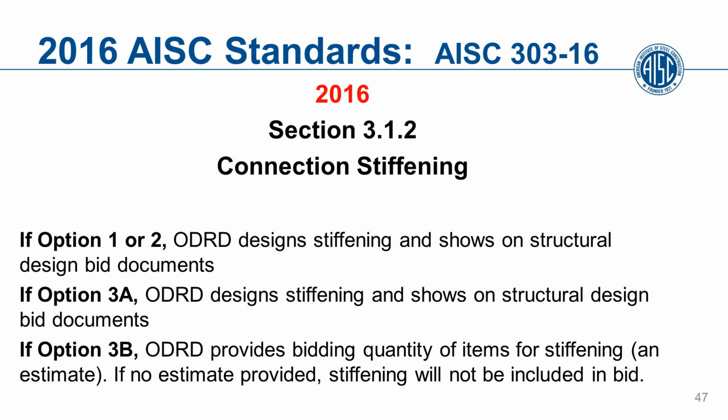If the actual quantity ends up being less than that, let's say 50%, the owner will get a credit for what was included in the bid. If the actual quantity is greater than that, say 80%, the owner then will be paying for what is required. It's a more equitable way of pricing it by using option 3B.